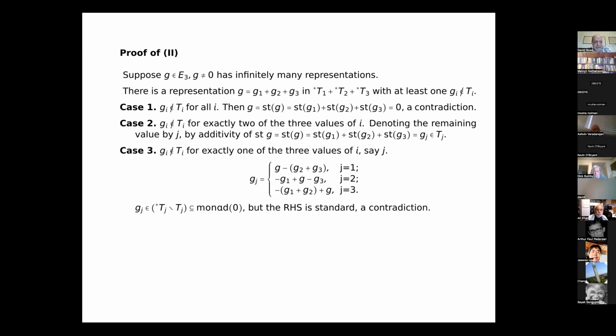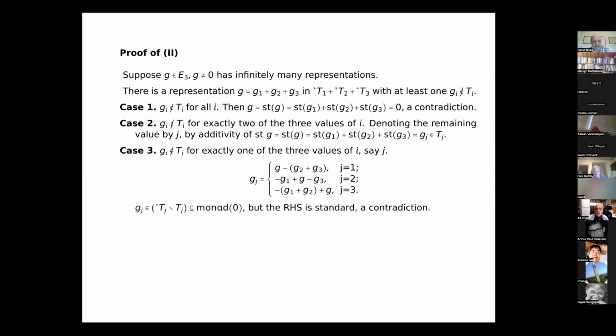Second case, G sub i is in T sub i for exactly two of the three values of i. Denote the remaining value by j. Then the standard part of G, again, is the standard part of G1 plus G2 plus the standard part of G3. Two of these are 0, and only G sub j is non-zero. So two of them disappear, and that's G sub j, which isn't in T sub j because it's standard.